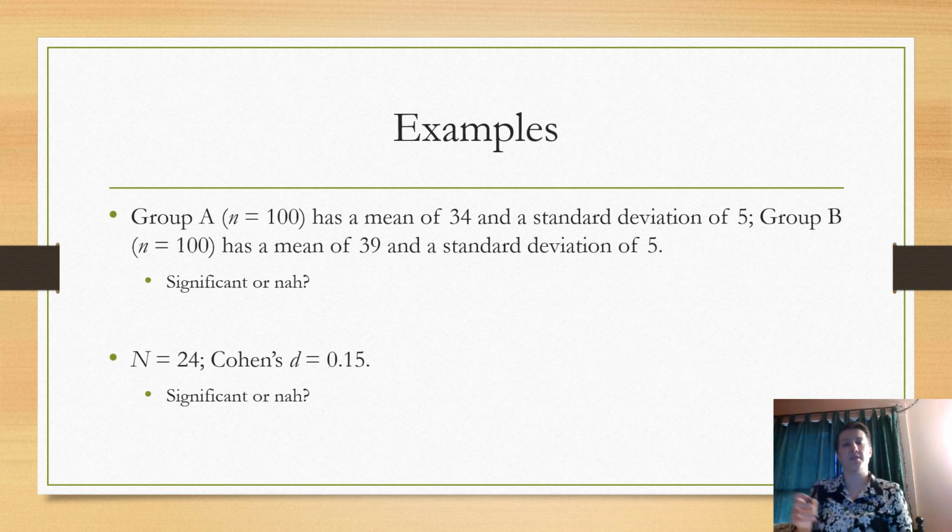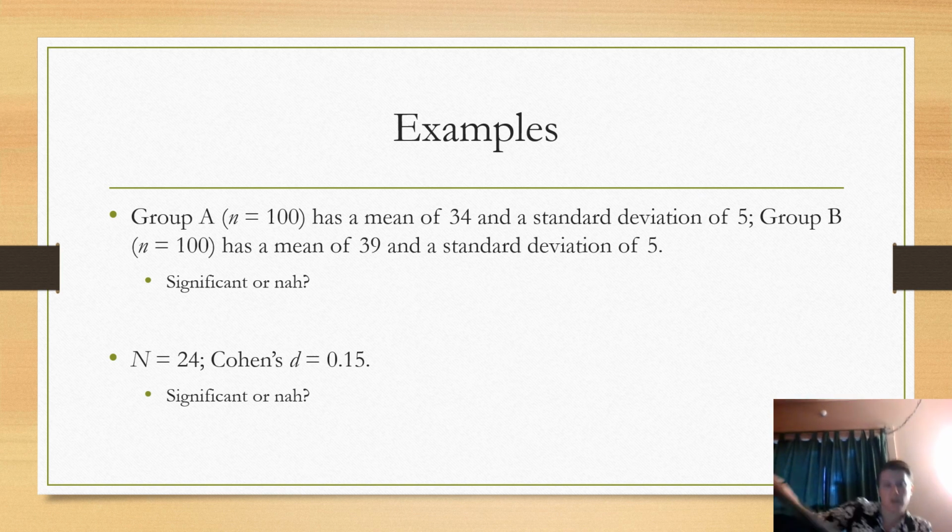Group A with a sample size of 100 has a mean of 34 and a standard deviation of 5. And then group B, again, sample size of 100, mean of 39, and a standard deviation of 5. Okay.